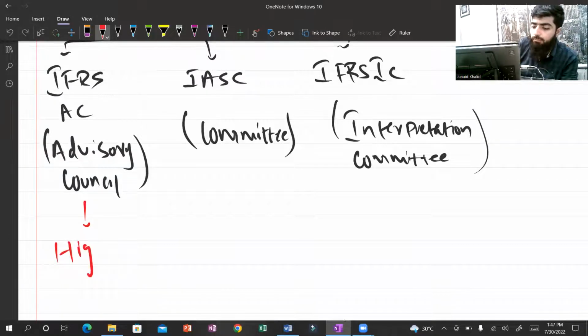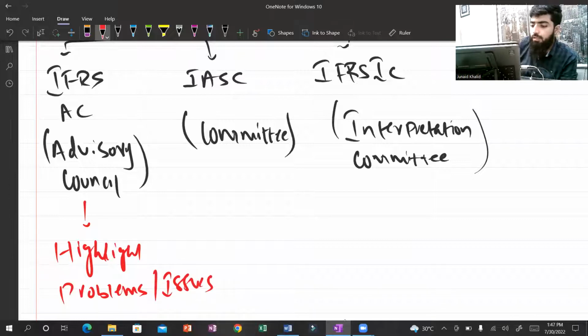to highlight the problems or issues in accounting. The Advisory Council first of all highlights or finds out the problems which are being faced by the countries or the companies in the implementation of IFRS. So the Advisory Council will highlight the issue.